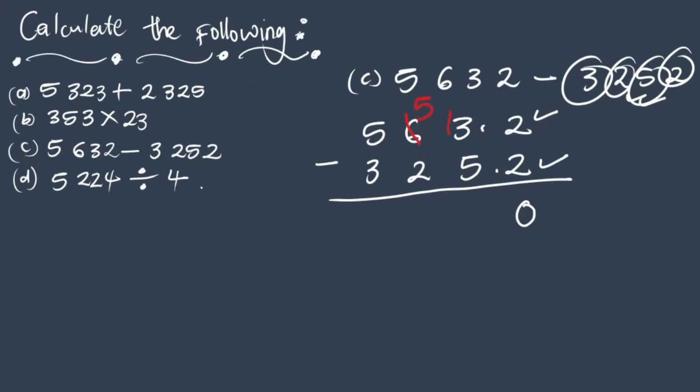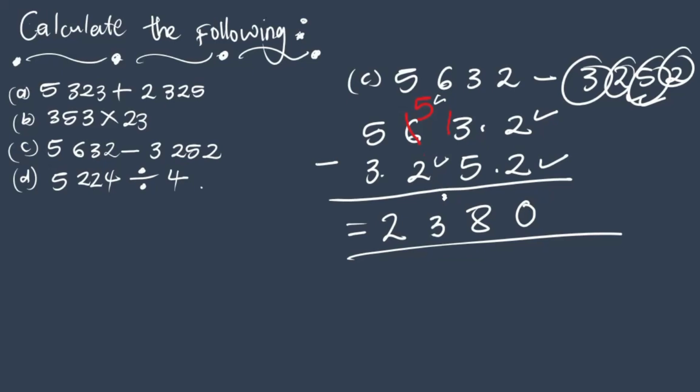And then you continue here. Going to say 13 minus 5, that is 8. Right? And then you say 5 minus 2. Here you're left with 3. And then here you have 5 minus 3, that is 2. So this is your answer there.